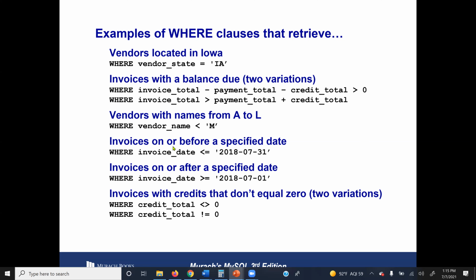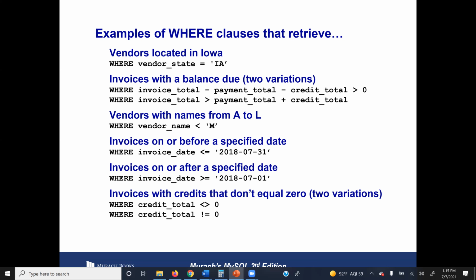And also we have invoices on or before a specified date. So here we say where invoice date is before, so you have to use less than or equal. Then we have invoices on or after a specified date. So the condition is where invoice date is greater than or equal to a specific date, 1st July 2018.